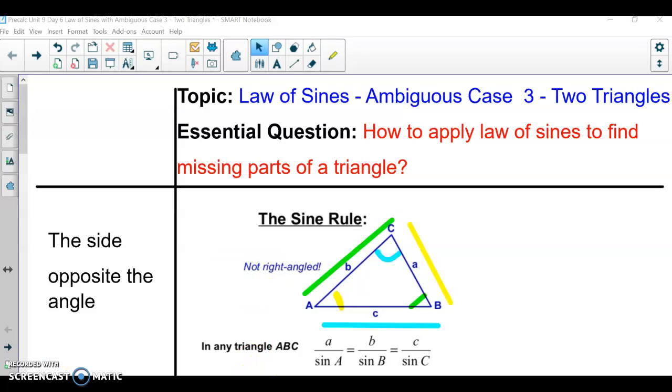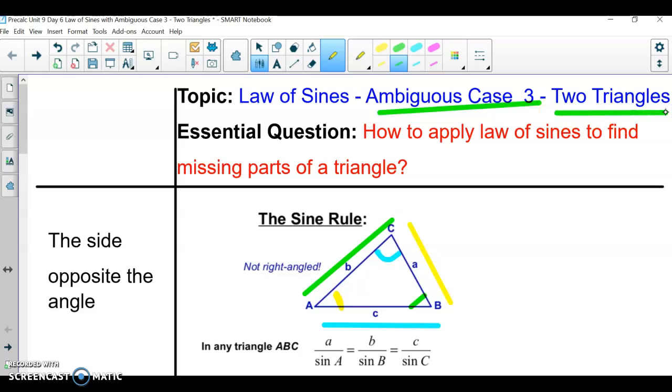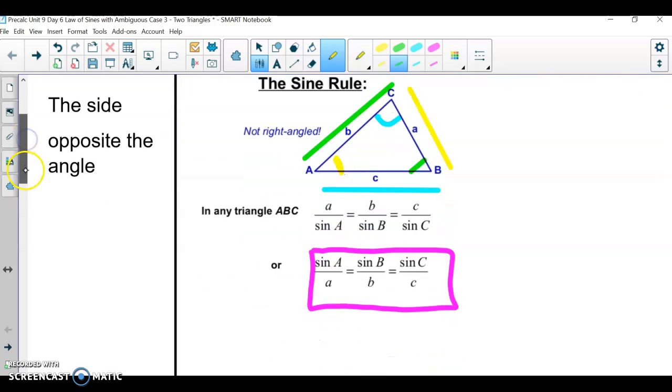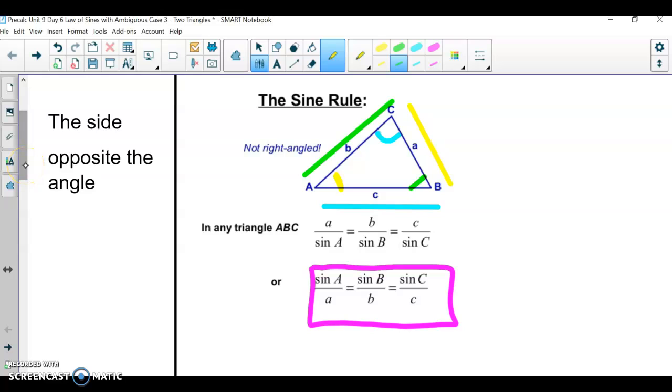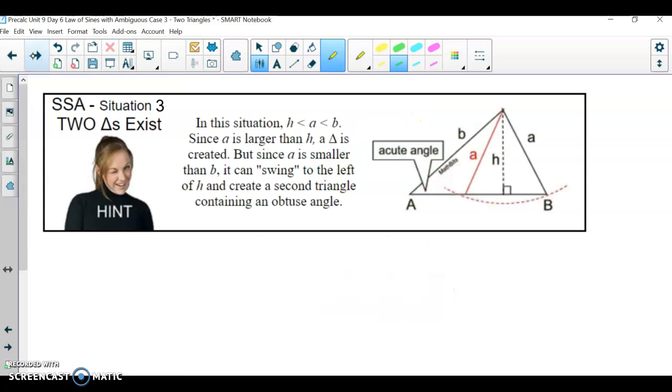Today we're going to see our case number 3, the ambiguous case, and this is where two triangles are formed. Okay, so we have case number 3, two triangles. We're still going to be using the law of sines. Notice yesterday you didn't have to use this because there were no triangles formed. Okay, but today you will. There'll be two triangles, and here's the case that we have two triangles.